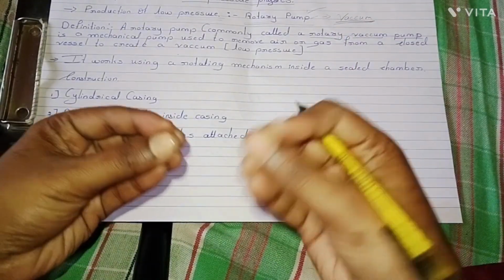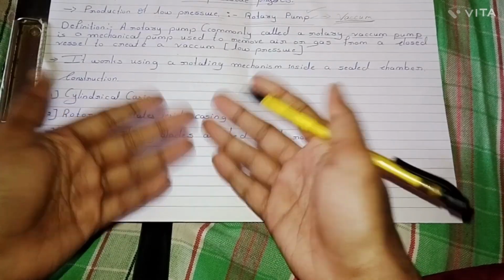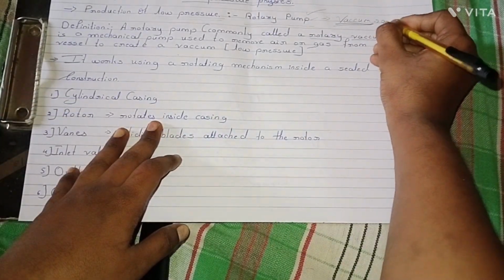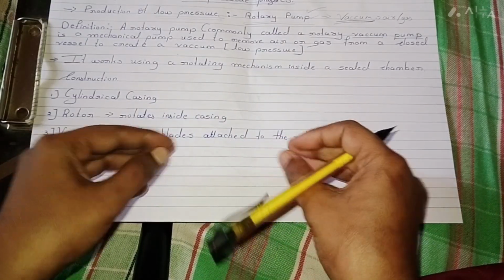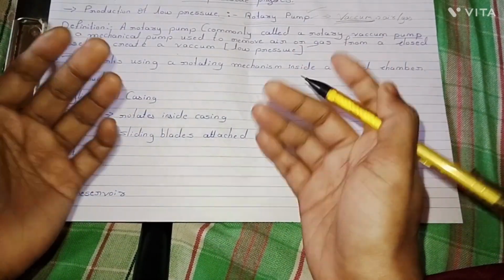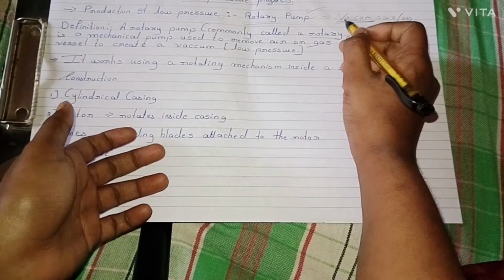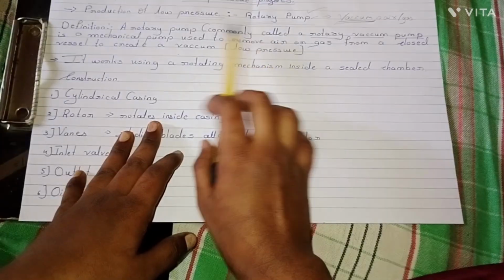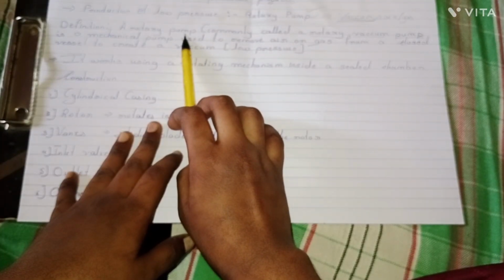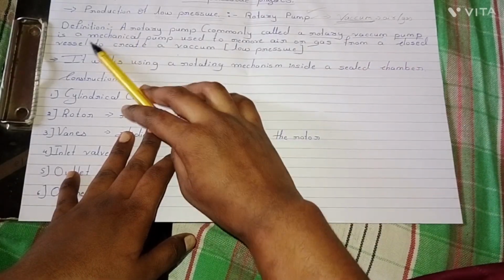Vacuum is nothing but the space or area which does not have any air particles or any gas particles. It should not have any particles inside that vessel or container or room. That we call a vacuum. It's completely empty. So we call a rotary pump, a rotary vacuum pump, a mechanical pump.